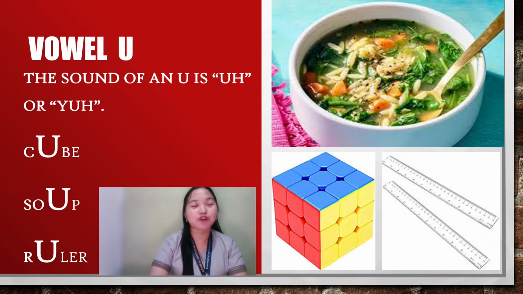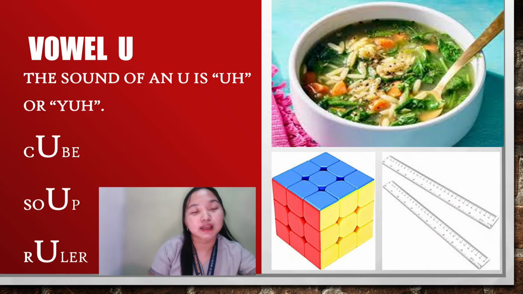Moving forward to our last vowel, which is the vowel U. For example, cube, soup, and ruler. Short U sounds like "uh", as in cup, sun, or bus. The long U sounds like "oo", as in flute, blue, cube, and moon. In the long U, the lips are rounded, and the tongue is high and at the back. Now repeat with me. U as in cup and U as in flute.